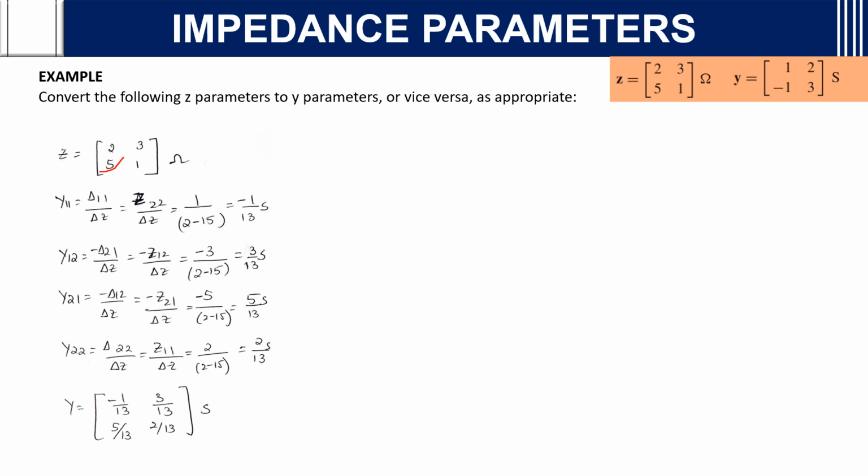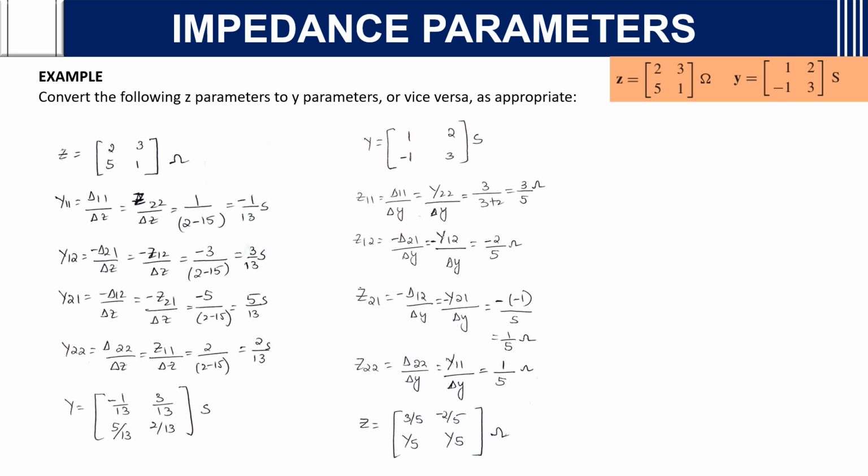In the same way, Y22 you will get as delta 22 by delta Z. Delta 22 means remove second row, second column, so you will get the Z11 value. Z11 by delta Z. Z11 is 2. 2 by 2 minus 15, so you will get 2 by 13 Siemens. These are the Y parameters: minus 1 by 13, 3 by 13, 5 by 13, 2 by 13. All are in Siemens. The unit should be mentioned. That was Z to Y parameters. So Y to Z we will do now.